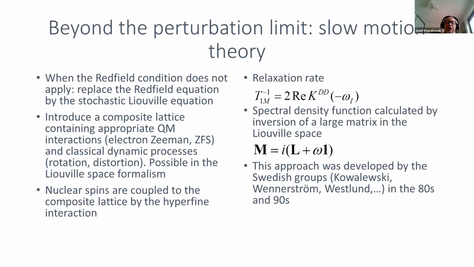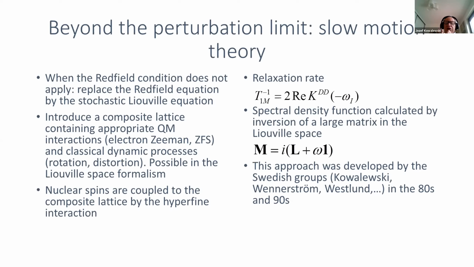Now, what happens if we are in the situation where this perturbation limit is not valid? So we are out of the Redfield limit. This is described, among others, by the theory which we call the slow motion theory. Sometimes it's called the Swedish slow motion theory because it was developed by some Swedish groups in the 80s.